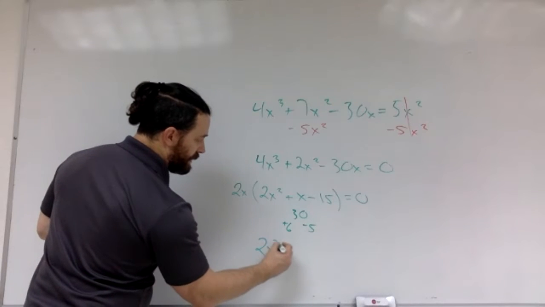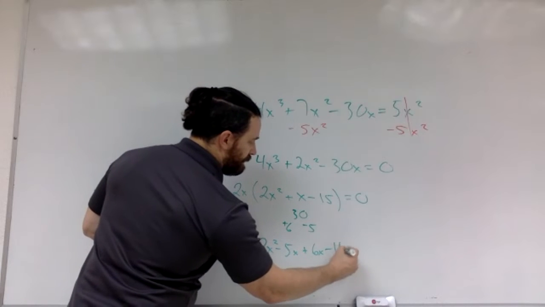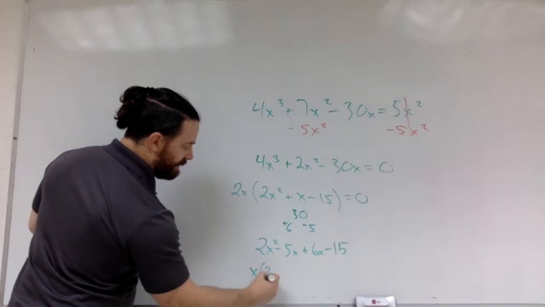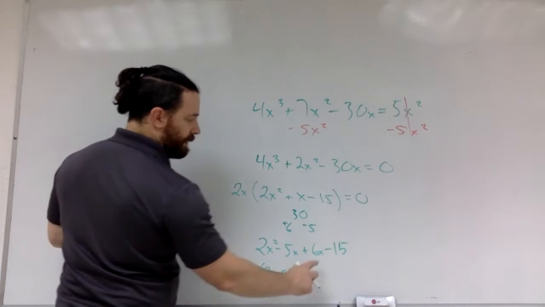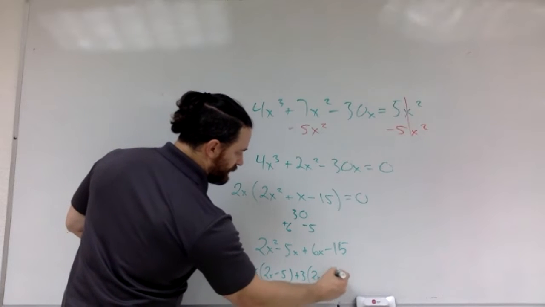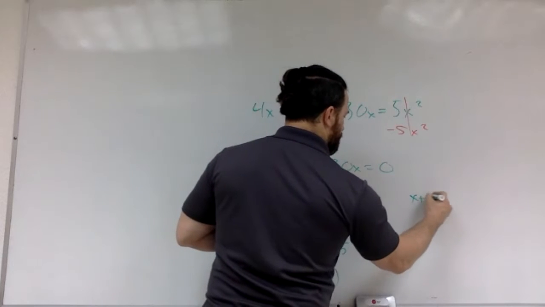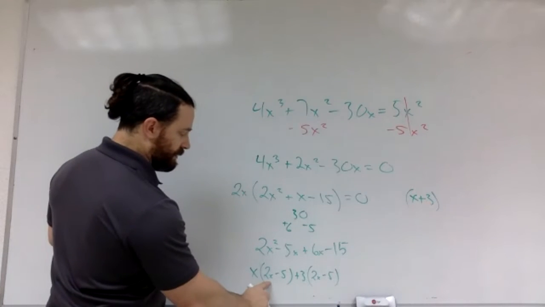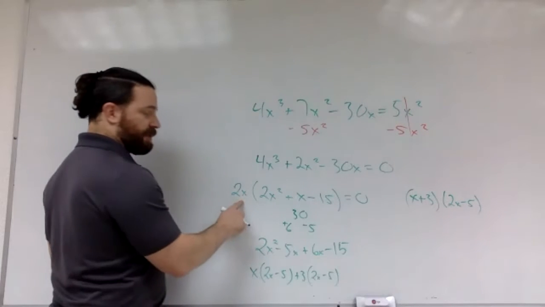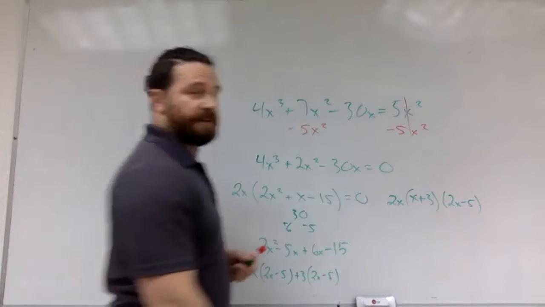So I'm going to get 2x squared minus 5x plus 6x minus 15. Factor this part, I can take out the x, leaving me with 2x minus 5. Over here, I can take out a 3, so plus 3, and then I get 2x minus 5. So I'm going to get as my binomials, x plus 3, and then 2x minus 5. And don't forget the 2x we took out in the beginning. That guy is still here in the front. And all of this is still equal to 0.